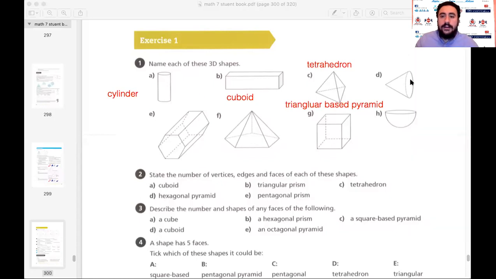Yes. Okay, so Arwa said this is a cone. Let me write cone here. Okay, what about this one? Yeah, Arwa. I'm going to ask you, is this a prism or a pyramid?